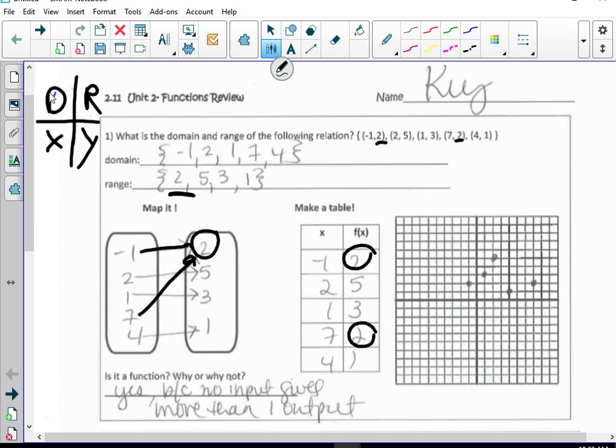Now, I know some people look at this and go, well, this can't be a function. Look how messy it is. You know, we don't know what it is. It could be something like this. Not necessarily it is, but since no x's repeat, it is a function. Yes.